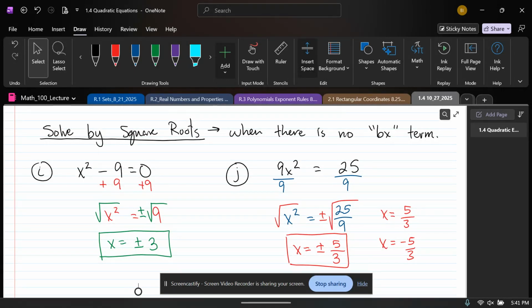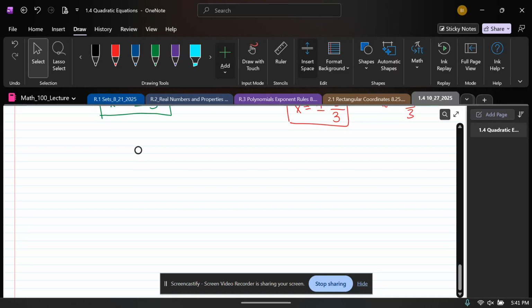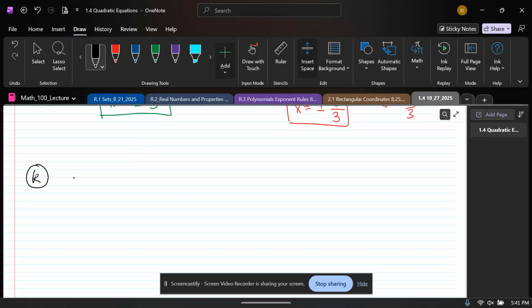Okay? All right. Now, where it gets a little bit more interesting is when that isn't a perfect square over there. And this is where it comes back to that stuff we did a couple of weeks ago when we were simplifying the square roots. So, example K, let's say we had something like this. x squared is equal to 18.